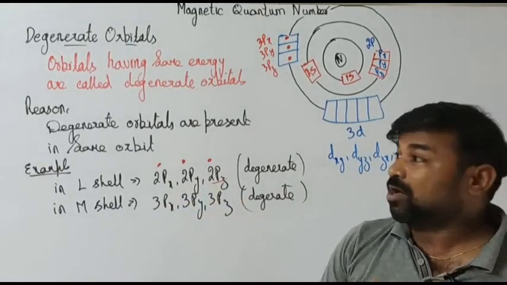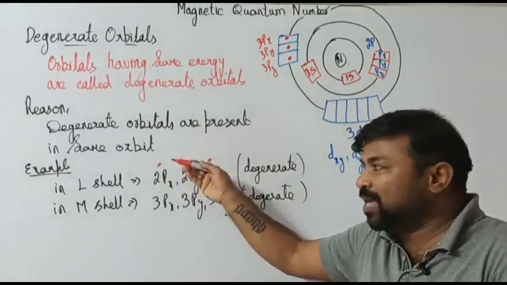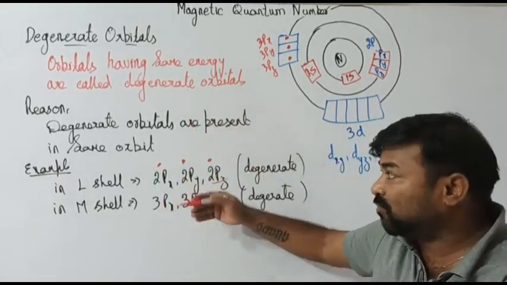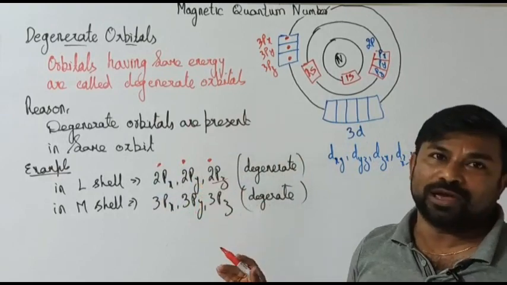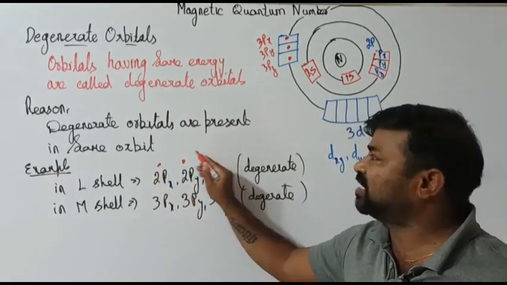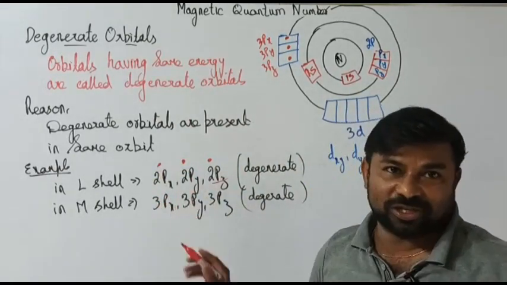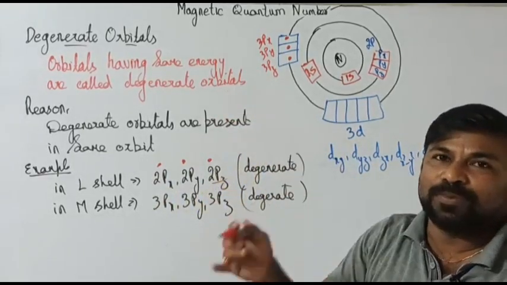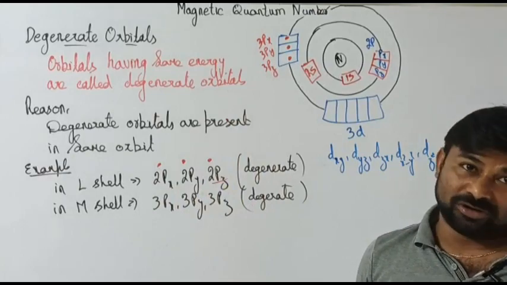But one thing is clear, right? We can't compare 2px and 3px. Why? Because they are in separate shells, so there is no such relation between them. Only this set is degenerate. Means the P orbital, all the three, px, py, pz, are nothing but degenerate orbitals.